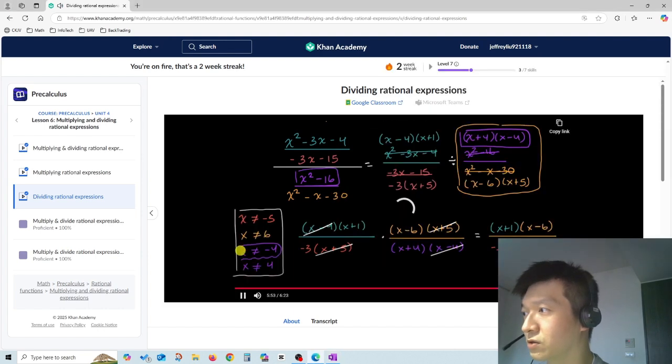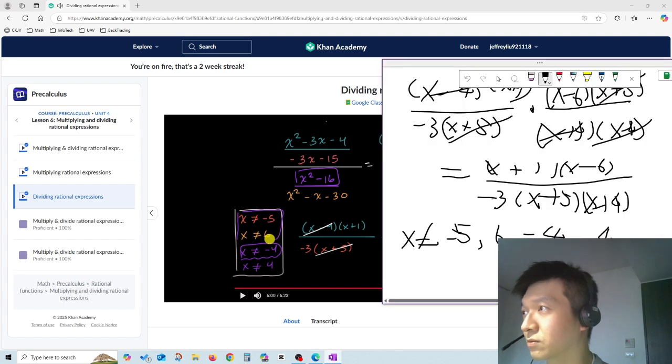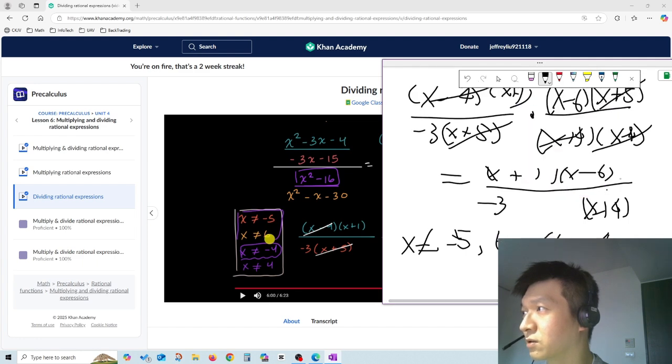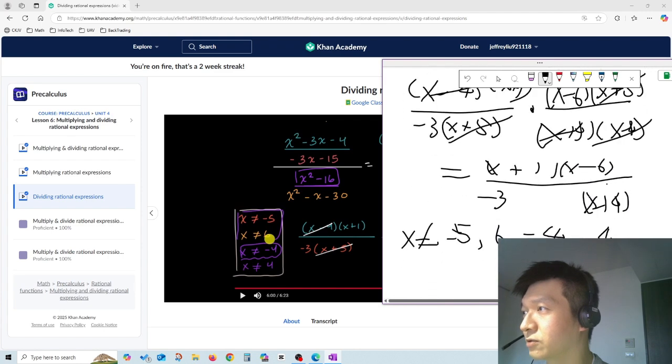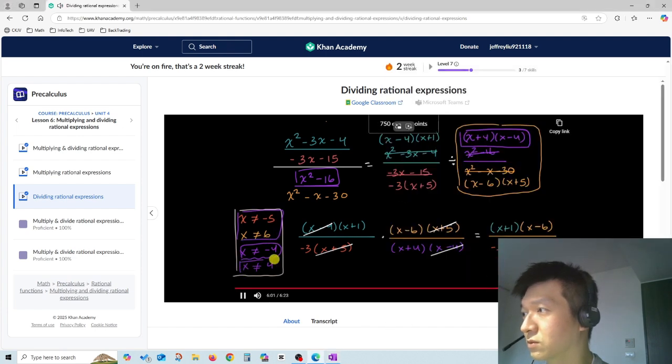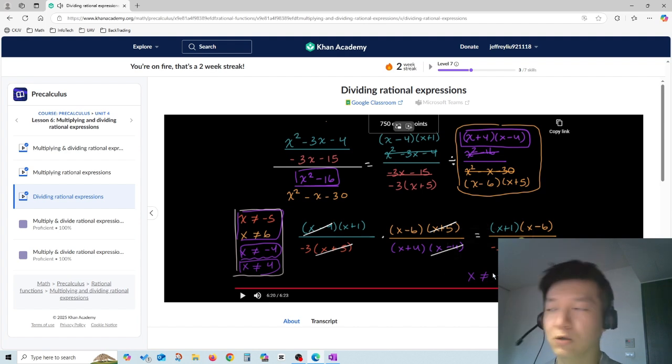Okay, so what's our answer here? So x plus 1, x minus 6, right? Minus 3. So this one is already canceled, so we make a correction here. It's canceled right here and here, right? So there's nothing here. So negative 4. So 4 numbers cannot be included, right?